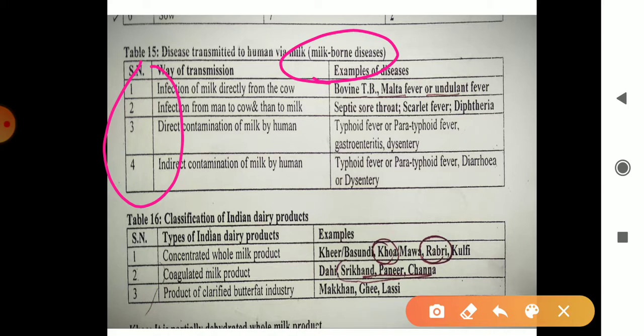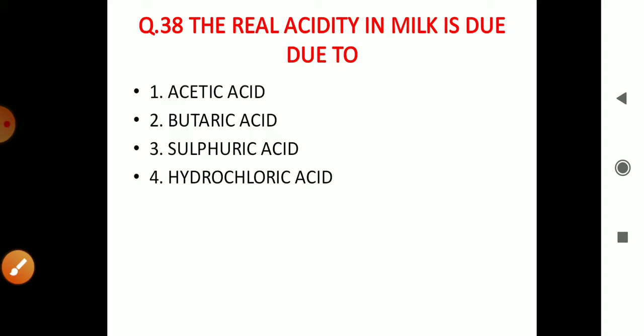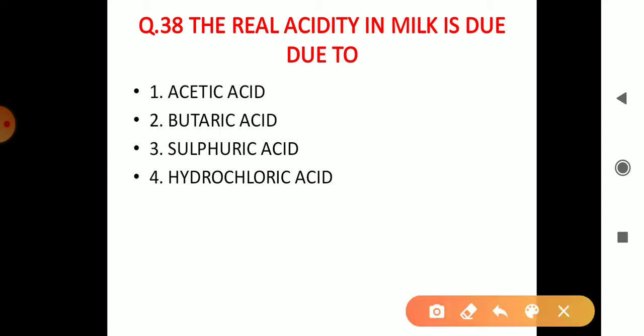Remember the classification of dairy products: what are the concentrated products, the coagulated products, and the purified products. Khoa and rabri are concentrated whole milk products. Coagulated means we are heating and churning, like dahi and paneer. Just remember the names, because milk products are very important from the examination point of view.